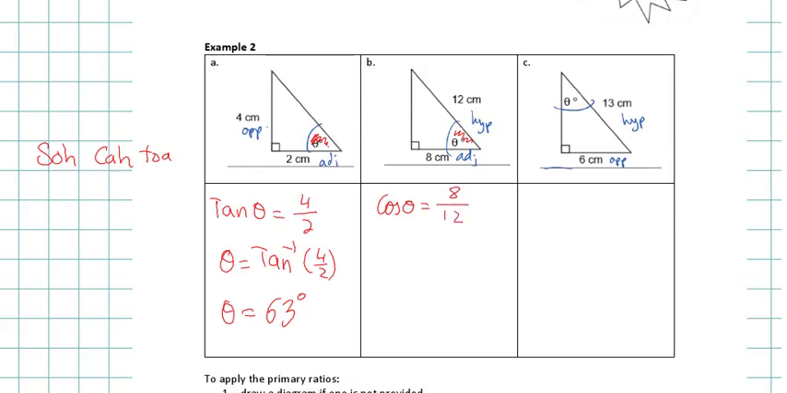To solve for the angle, what do we do? Inverse. So cos inverse, bracket 8/12. What do you get? 48 degrees. Are we okay with this?